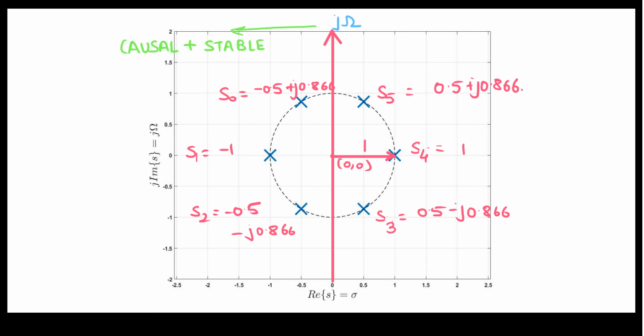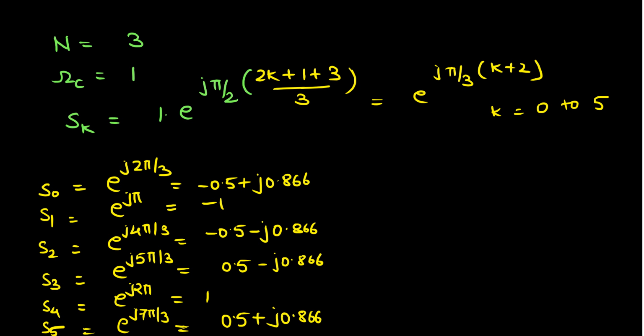It is not guaranteed, but we may get a causal and stable system. So in that case, what we can do is consider the poles that are located on the left hand side of the j omega axis. If we look carefully, the poles located to the left of the j omega axis are S0, S1 and S2. So let these be the poles of H of S.